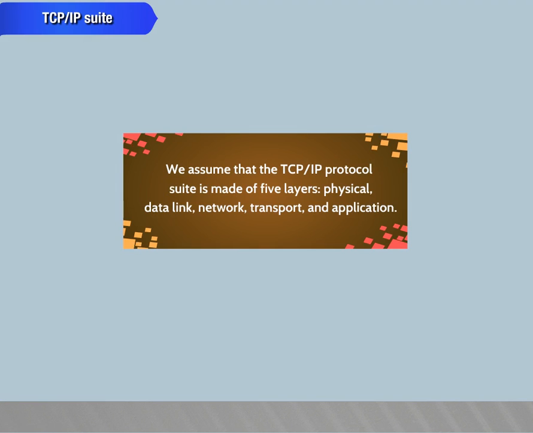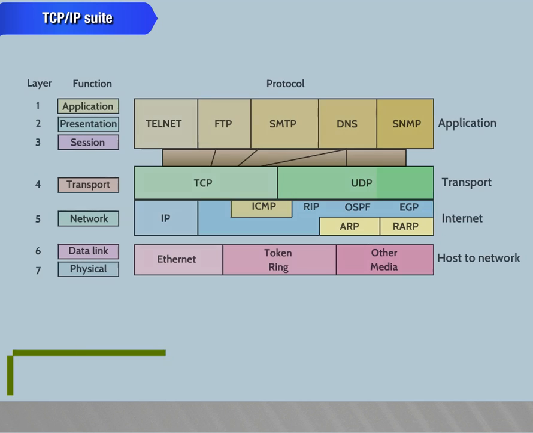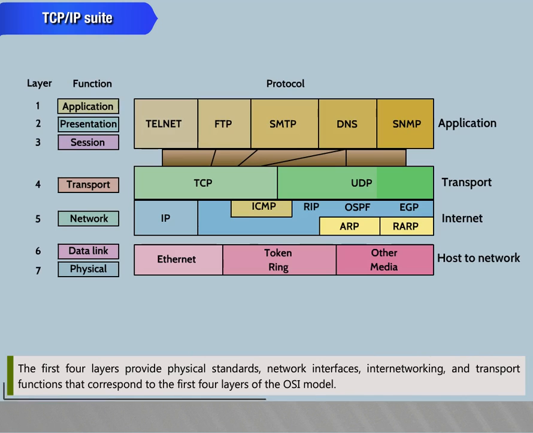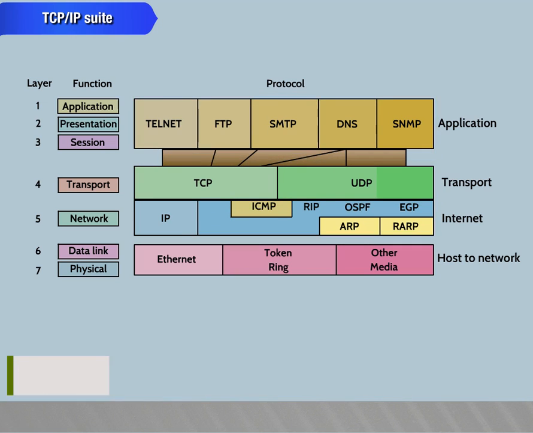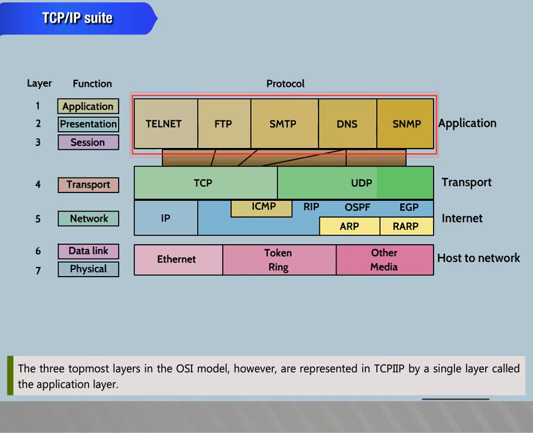We assume that the TCP/IP protocol suite is made up of 5 layers: physical, data link, network, transport, and application. The first 4 layers provide physical standards, network interfaces, internetworking, and transport functions that correspond to the first 4 layers of the OSI model. The 3 topmost layers in the OSI model, however, are represented in TCP/IP by a single layer called the application layer.